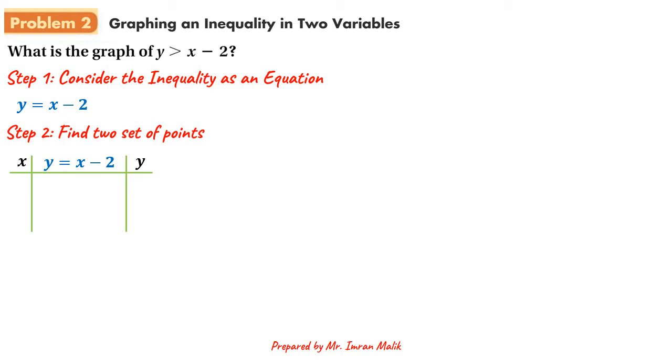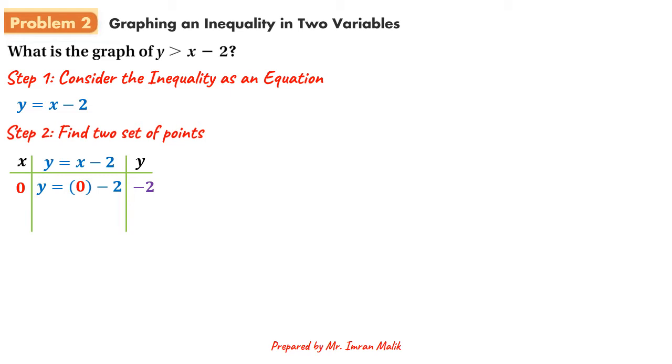Now we will choose a random value of x. So let's say we choose x to be 0. We will substitute this value of x into the equation y = x - 2. So it becomes y = 0 - 2. Evaluating this, 0 - 2 is equal to -2. So when x is equal to 0, y is -2. This would be my first set of coordinates.